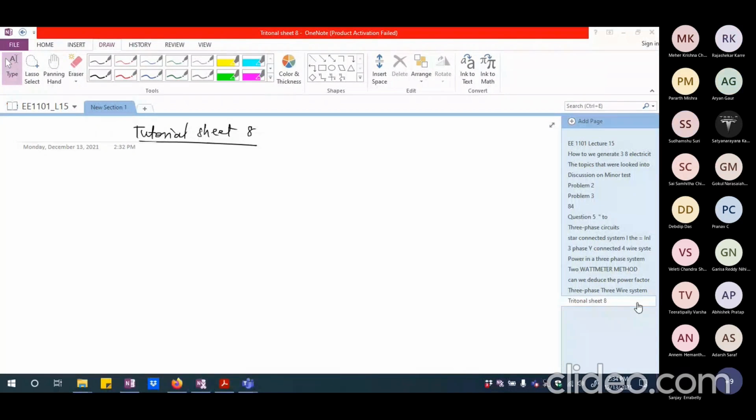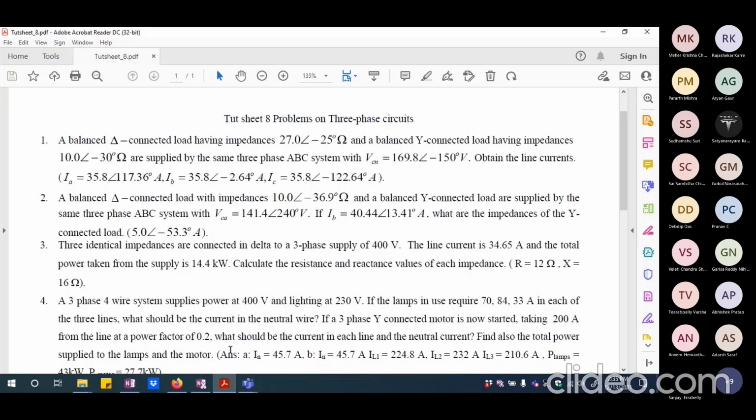Okay, good afternoon. We had looked at three-phase circuits in the last class. In fact, we had completed that. So I am planning to discuss a few problems on three-phase circuits.